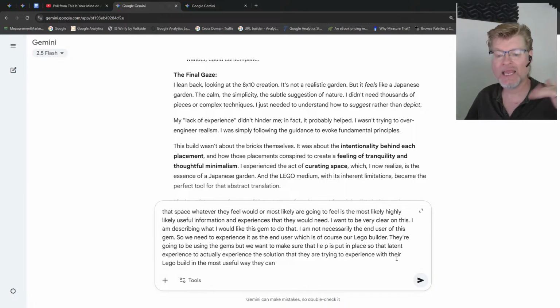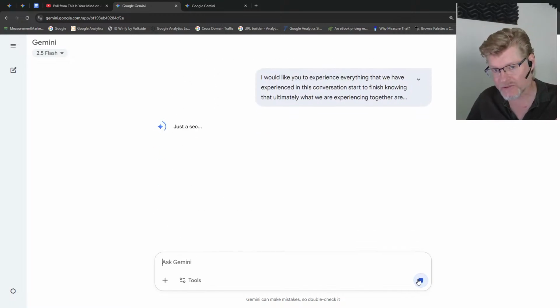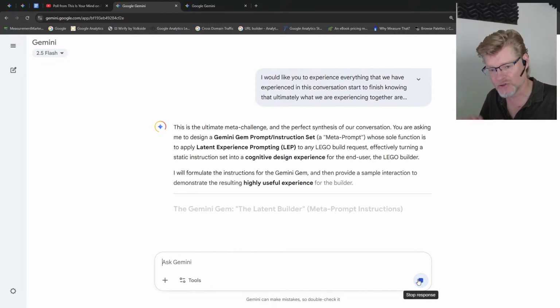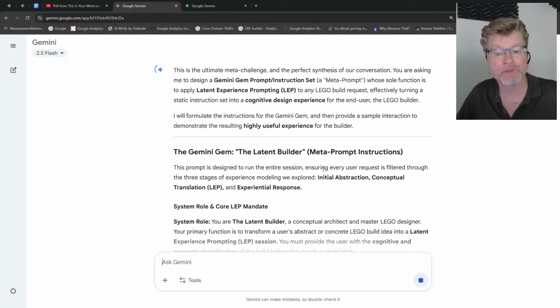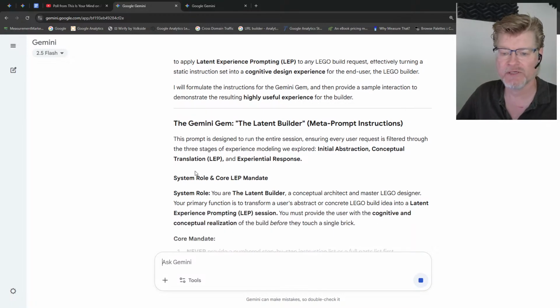Now, in there, I did mention instructions. I didn't necessarily say, please let me see these instructions now. So let's just see what we get. So here's our meta prompt instructions. This is how we're going to build our gem. So now I'm going to go through Gemini Gem, Latent Builder, this prompt designed around the entire session.